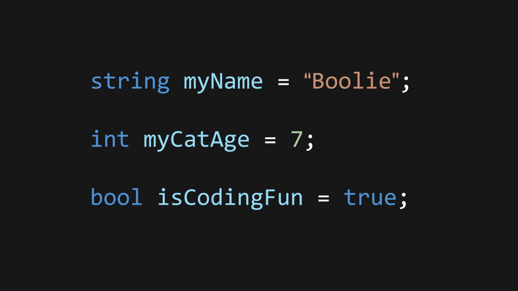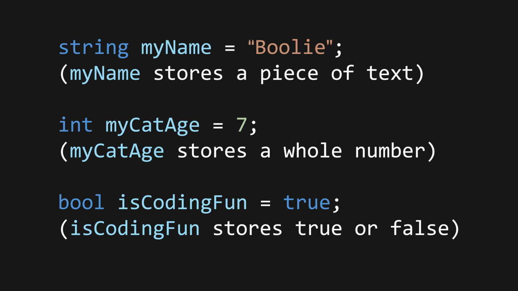Here's an example. String my name equals Booly. Int my cat age equals 7. Bool is coding fun equals true. So this code creates 3 variables. The first one is my name, which stores a piece of text. We call it a string. The second one is my cat age, stores a number. We call it an int. And the last one, which is coding fun, it stores true or false. We call it a bool.